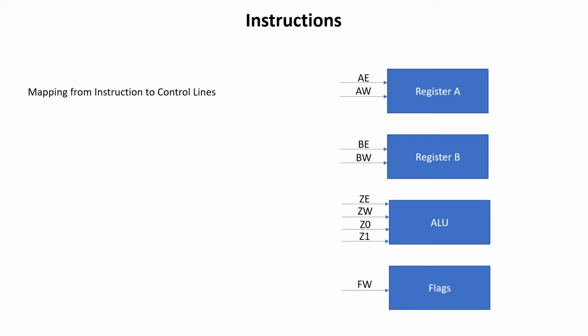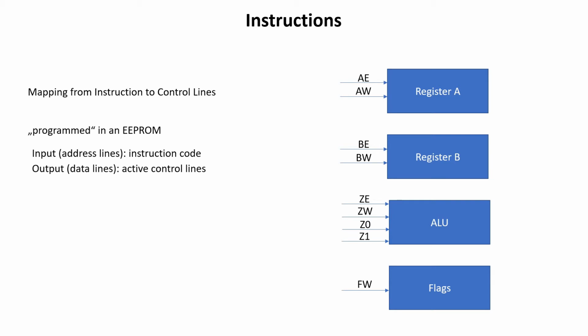So there is a mapping between an instruction and the control lines that are active for this instruction, and this mapping is programmed into a programmable read-only memory so that the active control lines can be derived from the active instruction. And this is done by setting the input to the EEPROM, say the address lines, to the instruction code, and the output of that EEPROM, say the data lines, are the active control lines.